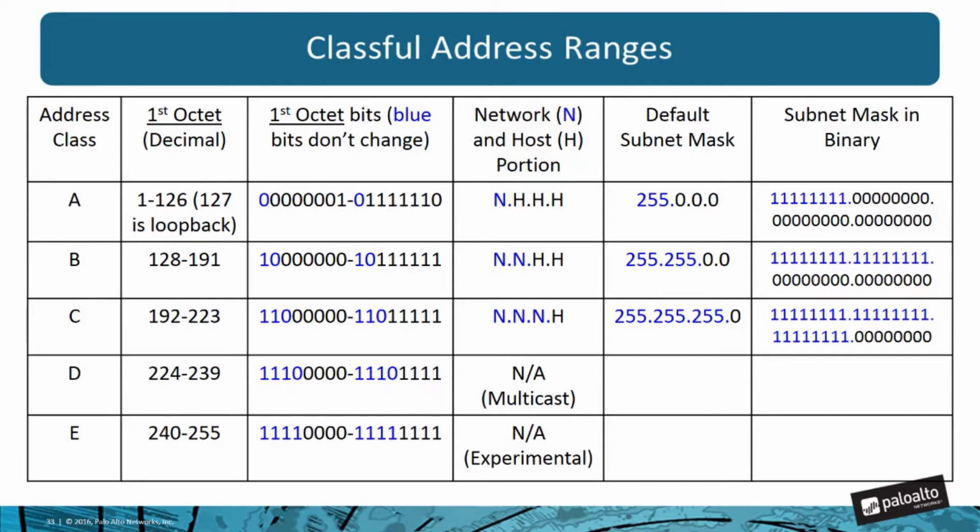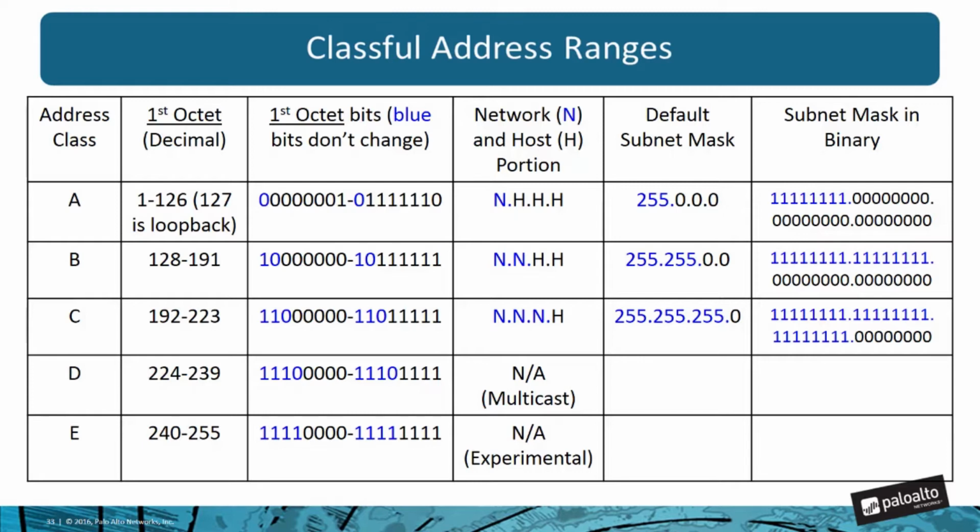Here you can see, looking at the top row going across next to A, the first octet bits, the blue bits here, don't change. So a Class A address is always going to start off with 0. And then the next 7 bits are going to represent the rest of the network.